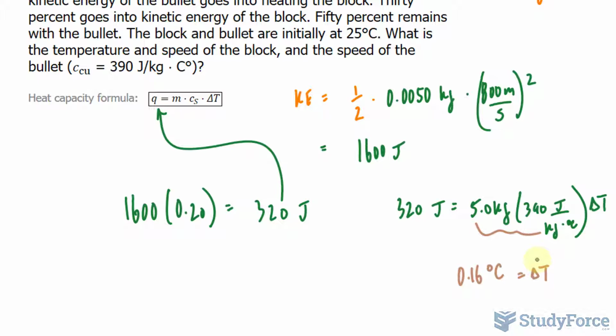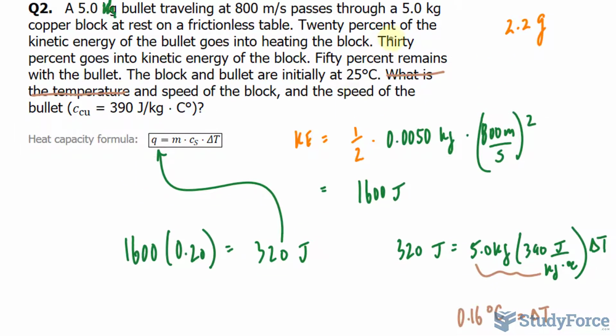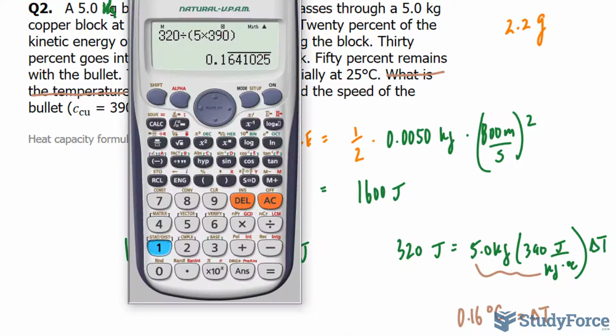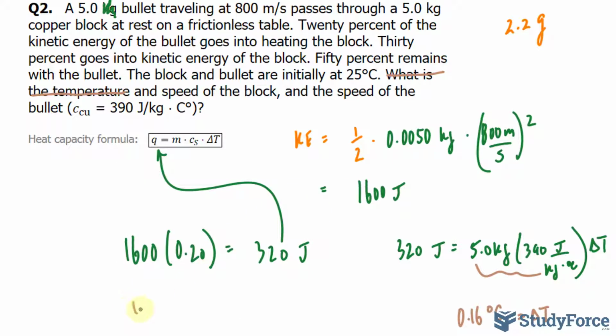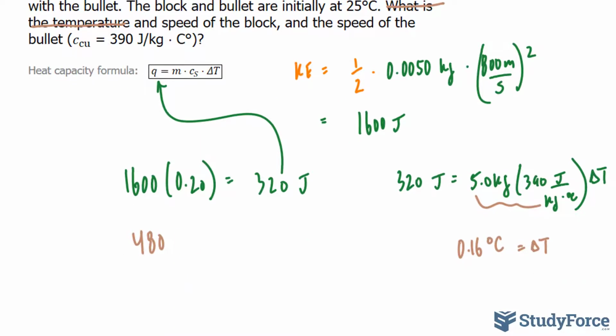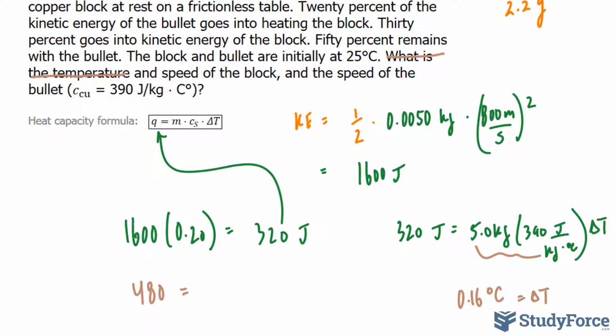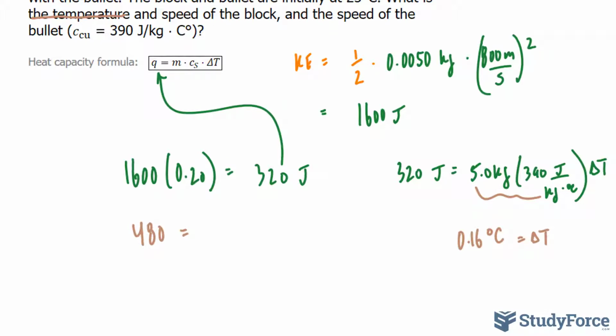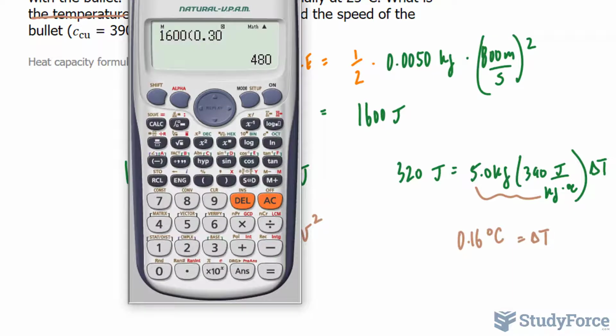We just answered one part. Now we need the speed of the block. The speed of the block can be calculated. Well, we're told that 30% goes into the kinetic energy of the block. So let's find out what 30% of 1600 is. That's 480. 480 is equal to, I'll again use the kinetic energy formula now to find the speed of the block. So I have half times the mass of the block being 5 kilograms times v to the power of 2. We're looking for its speed.